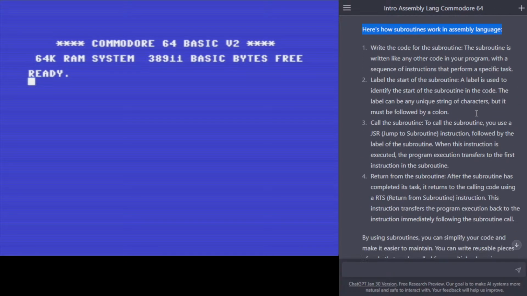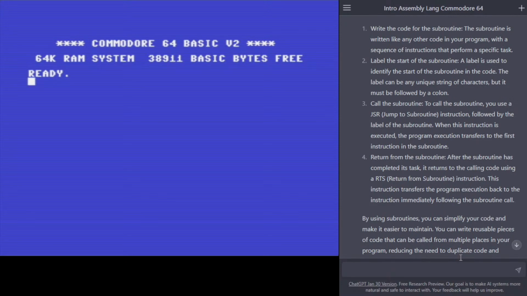Here's how subroutines work in assembly. Let's just go ahead and load in the whole list.